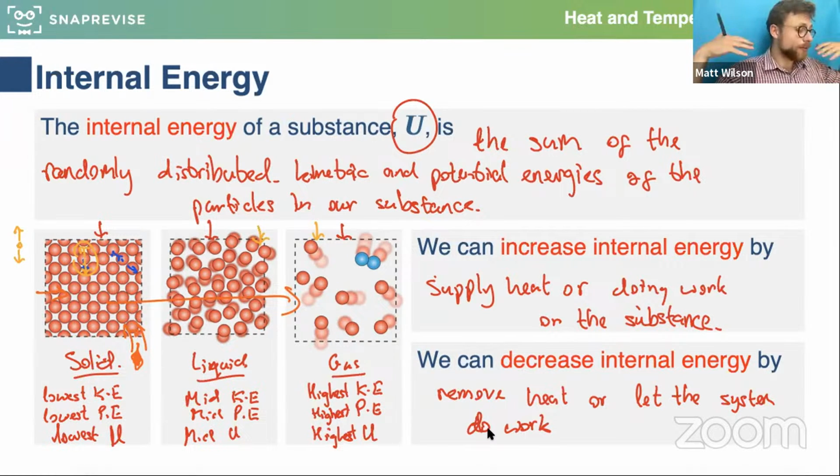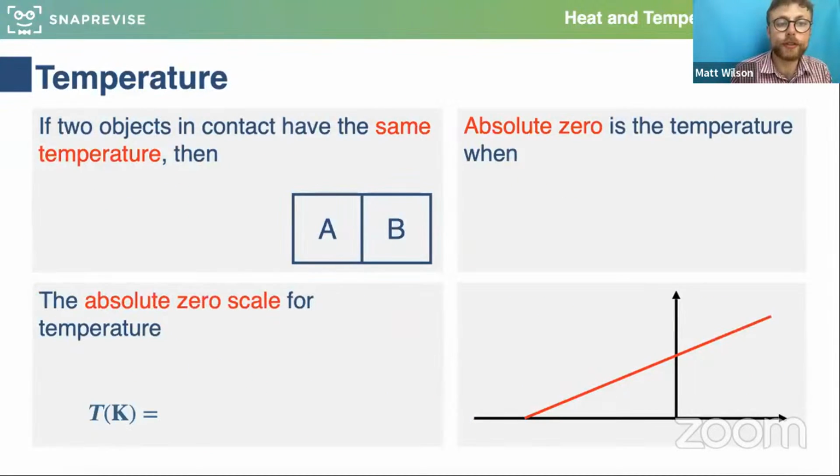And allowing the material to expand would essentially be allowing that material to do work on its surroundings and thereby use up and lose some of its internal energy. Okay, fantastic. So that's the definition of internal energy. Now we're going to move on to the definition of temperature.